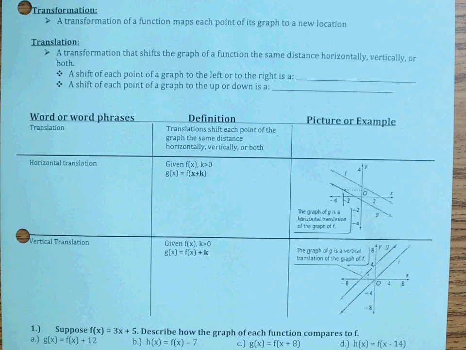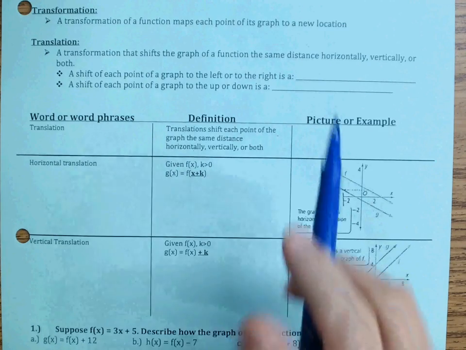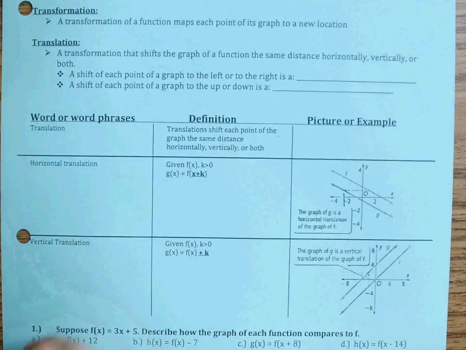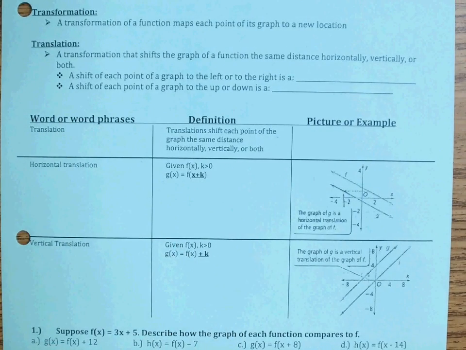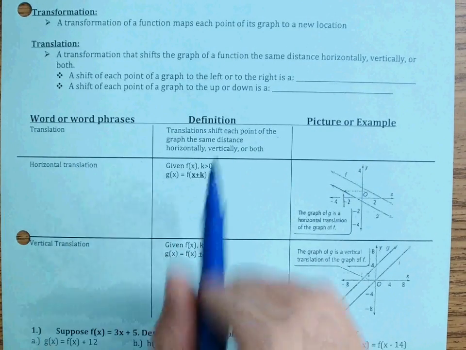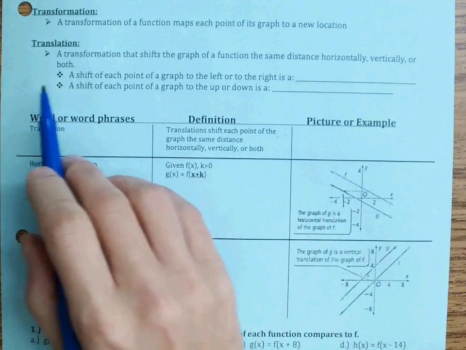Hi, so for today's notes, we're going to be talking about transformations of our linear functions. A transformation of a function maps each point of its graph to a new location. A translation is a transformation that shifts the graph of a function in the same direction, horizontally, vertically, or both. We're going to focus just on translations.